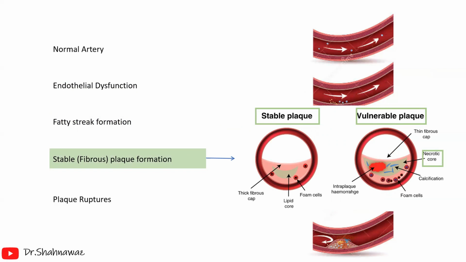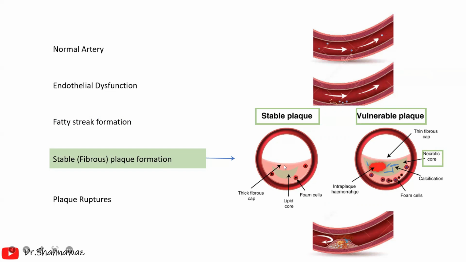We see two types of plaques. The first is the stable plaque. If the stable plaque occurs, we see ischemic strokes, and the duration of the stroke is shorter. In stable plaque, we see a thick fibrous cap, due to which rupture of the plaque is less probable. And in vulnerable plaque, we see a thin fibrous cap.